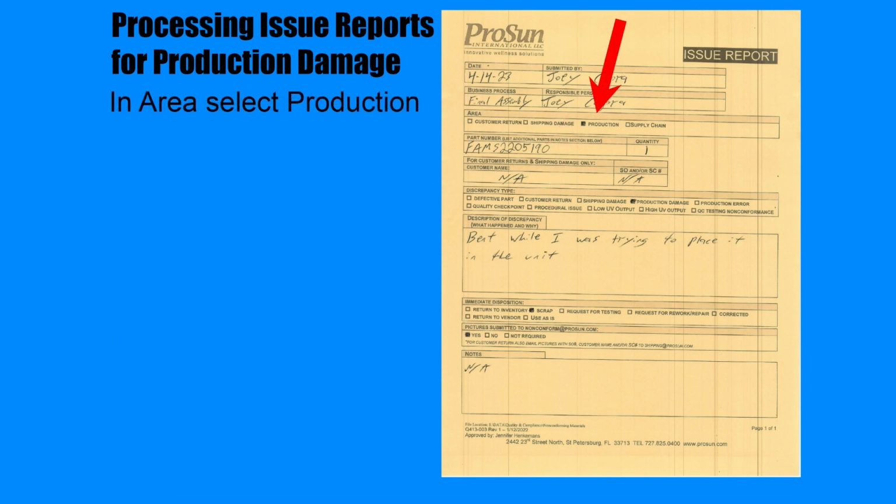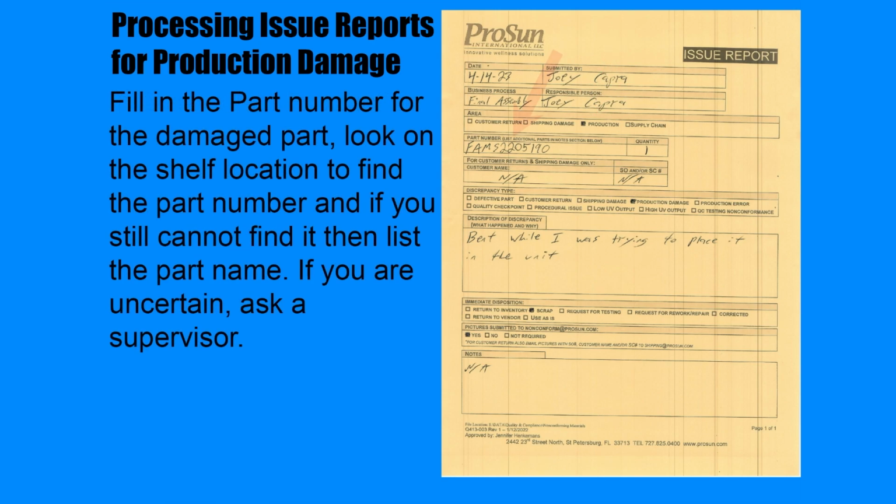For area, select production. Fill in the part number for the damaged part. Look on the shelf location to find the part number, and if you still cannot find it, then list the part name. If you are uncertain, ask the supervisor.